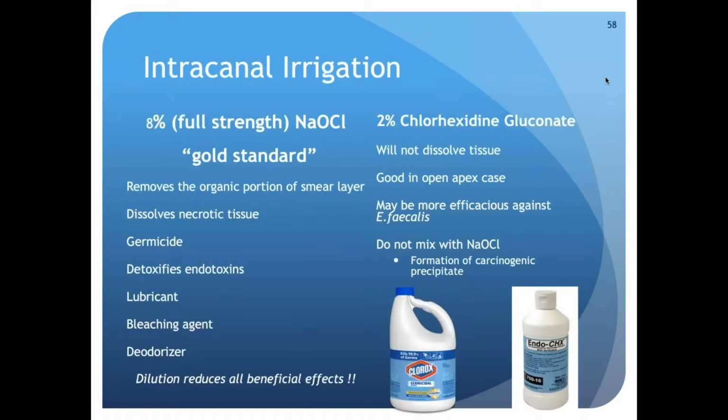So let's talk about our irrigation. First of all, we have our 8% full strength sodium hypochlorite, and that's our gold standard. What that's doing is removing the organic portion of the smear layer. It's really good at dissolving necrotic tissue. It's germicidal. It's going to detoxify endotoxins, and those are often implicated in periapical radiolucencies. It's also going to be your lubricant as you're working those files in, and it is also a bleaching agent and deodorizer.